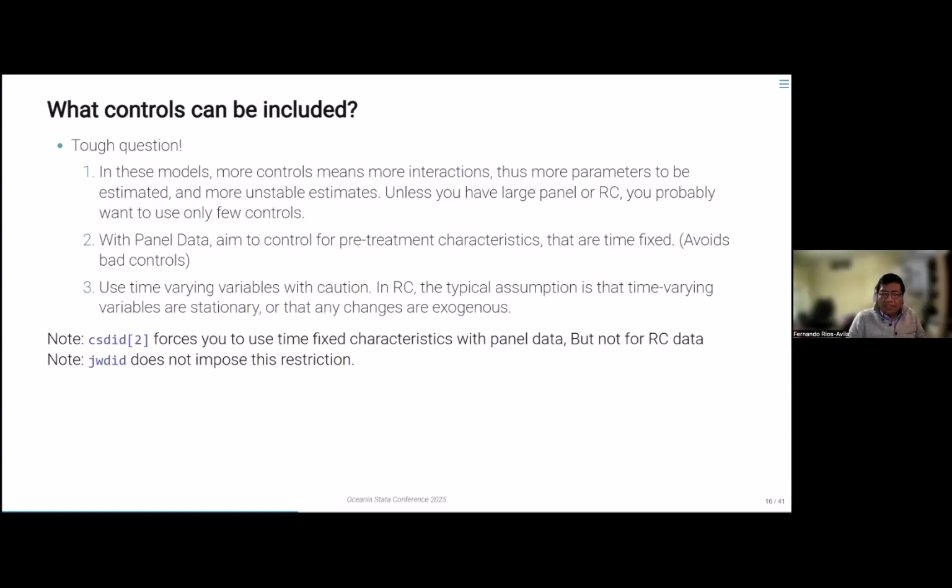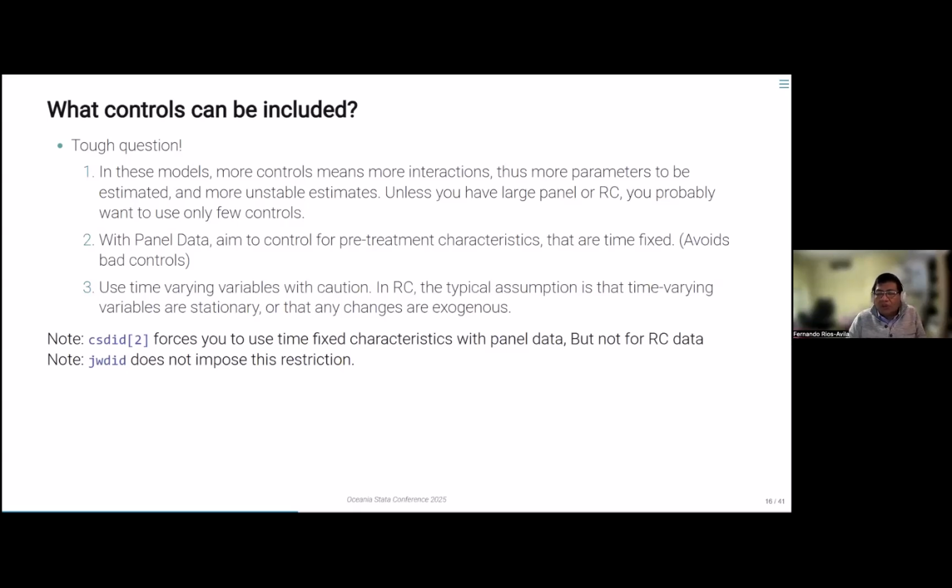Now, if you have panel data, you should aim for controlling for pretreatment characteristics that are time fixed. These avoid the bad controls, or controls that could be affected by the treatment and could create a bias in your estimation. However, you could also use time-varying variables, but you have to do it with caution. The reason why you may have to use them is in scenarios like repeated cross-sections, where any variable that you're going to control for is going to change across time, so you cannot really avoid it.